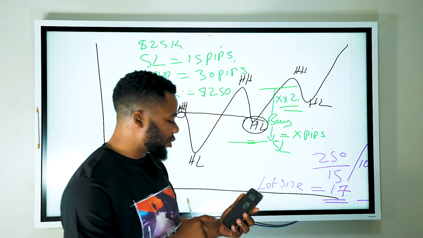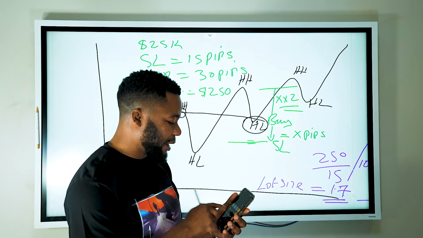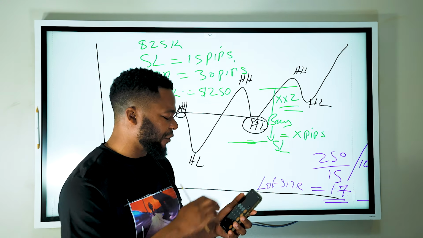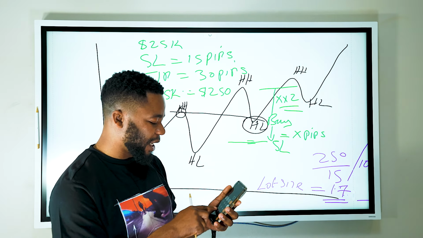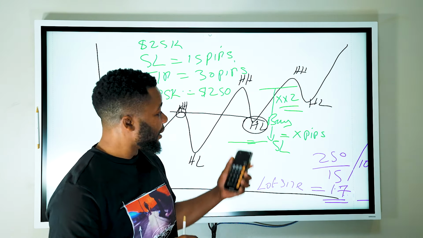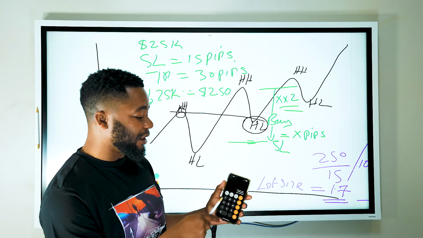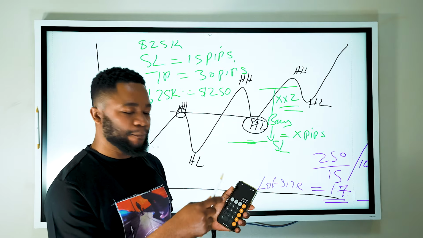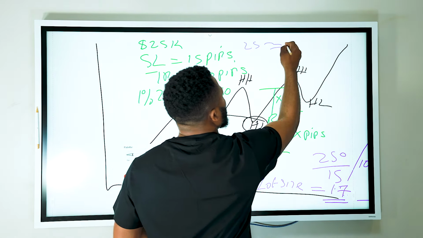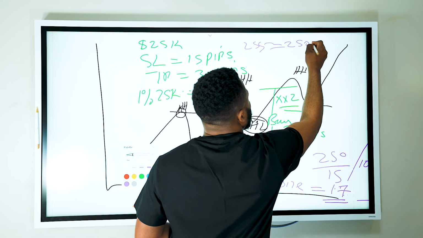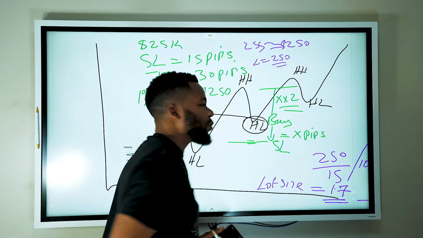If we're using a lot size of 1.7, and the market doesn't go in our favor, if the market goes down by 1 pip, we'll lose 1.7 times 10, which is $17. Then remember how many pips we are risking? We are risking 15 pips, so times 15. So we'll be losing $255, which is approximately $250. So our loss will be equal to $250.